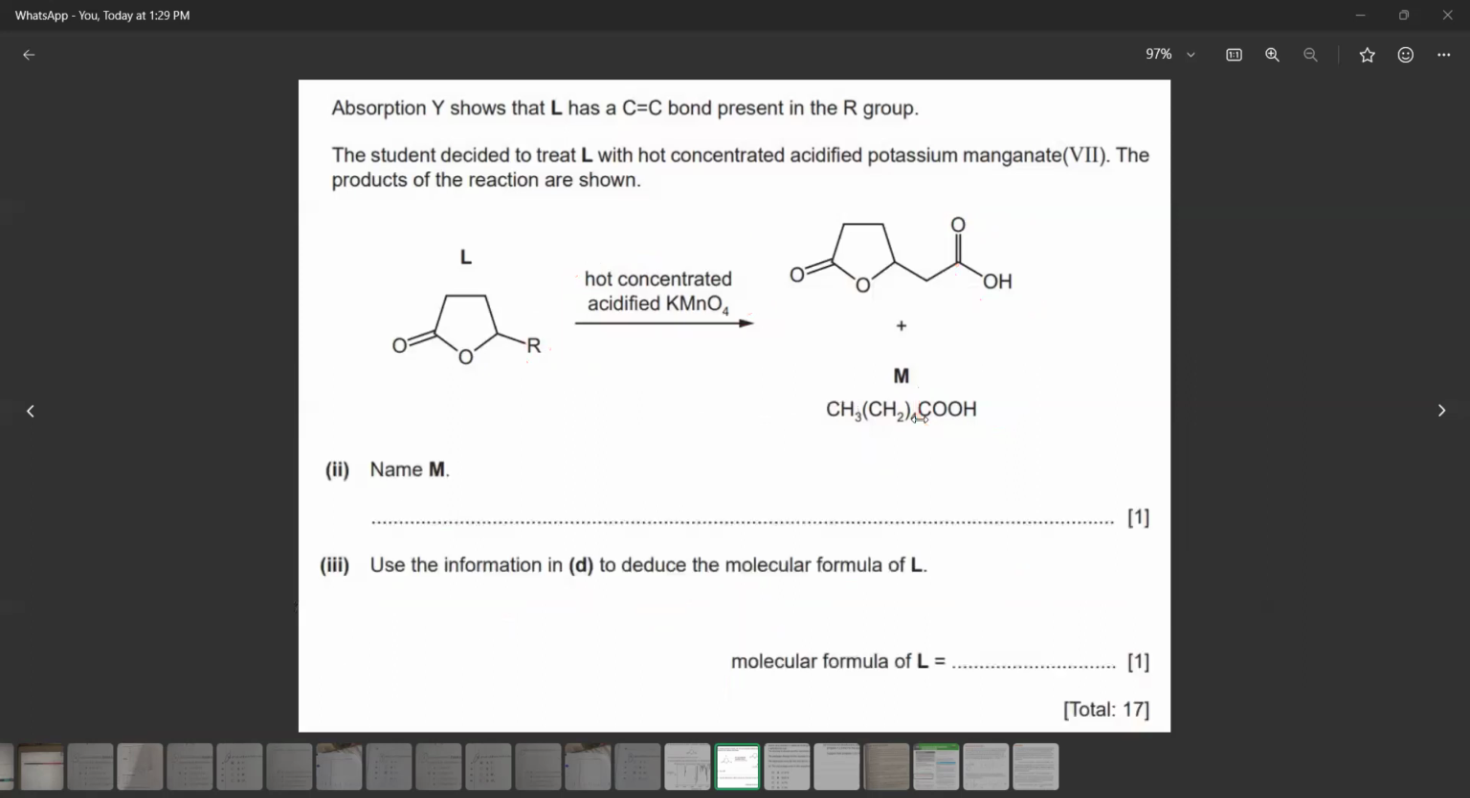M cannot be oxidized. M is a compound which cannot be oxidized. Why can M not be oxidized? Because M is already a carboxylic acid.